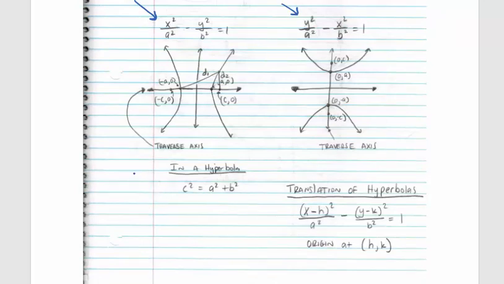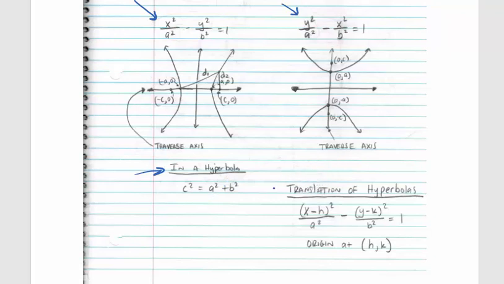Let's start first with finding the focus, or the foci in this case. To find the foci, we're going to use the equation c squared equals a squared plus b squared. This is a little different than the ellipse. In the ellipse, we had a subtraction sign here. In the hyperbola, we have an addition sign here, so that's something to make note of when you're finding the foci.